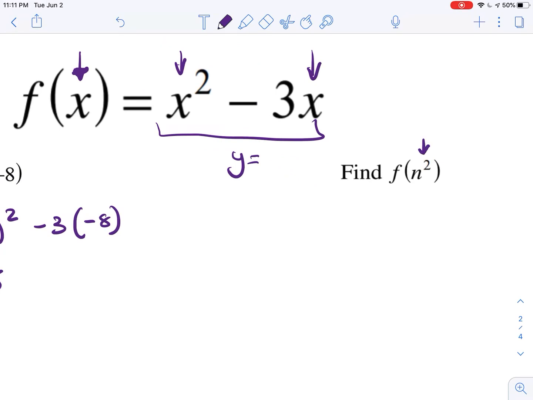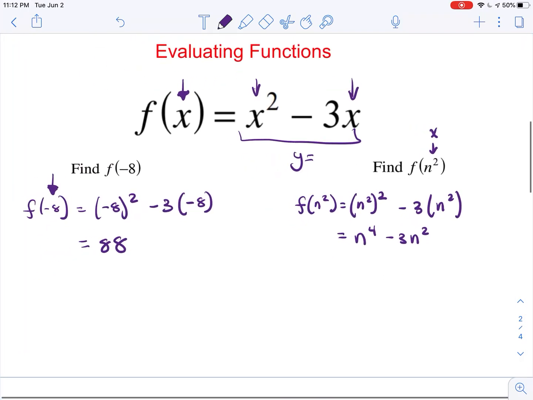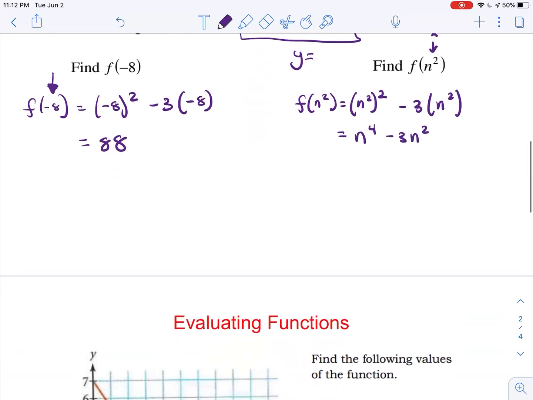However, that's not going to work when I have something like this, f of n to the second power. So what does this mean? This means, well, any place I see x, I'm going to replace it with n squared. So let's see what that looks like. F of n squared is equal to n squared, all raised to the second power, because the x is squared, minus 3 times n squared, giving me a final result of n to the fourth minus 3n squared. All right, so evaluating functions with both numbers and variables, it's all about plugging in exactly what you see and not modifying the equation in any way.